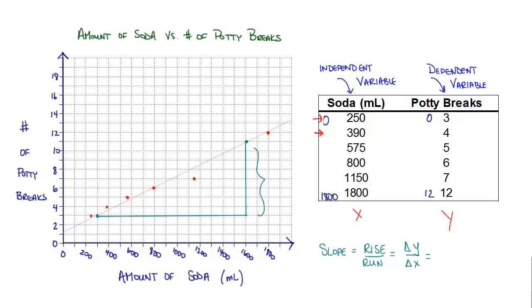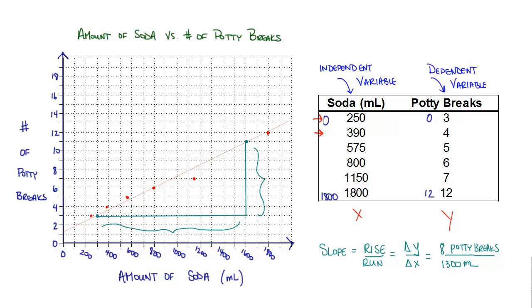That's the part that's vertical. So it goes from 3 to 11 in this, and that is a difference or a change of 8 potty breaks. So that is my delta y or my change in y. And you're just counting this triangle here that you created with the 2 points. The change in the x is the difference between 1600 and 300 milliliters. So this would be 1300 milliliters.